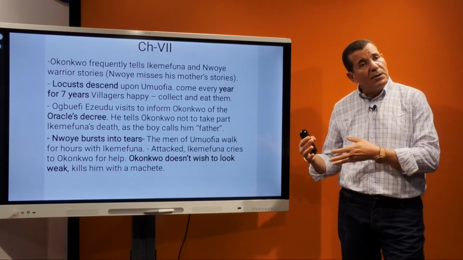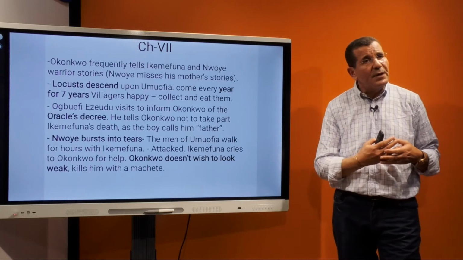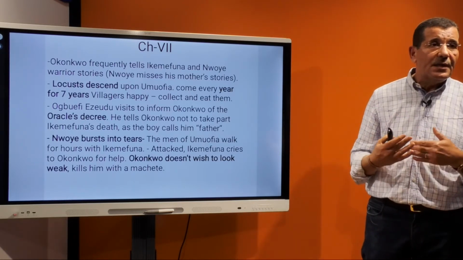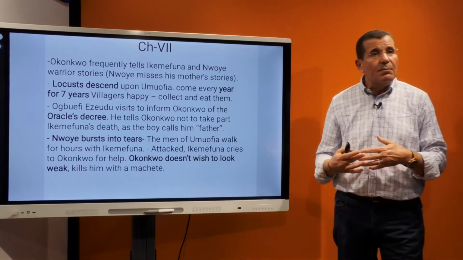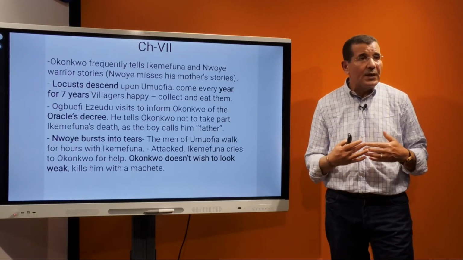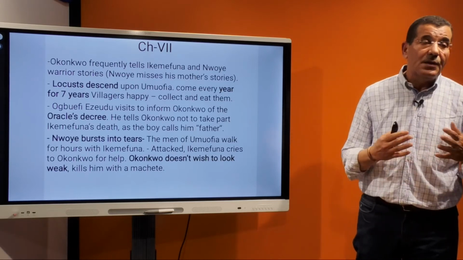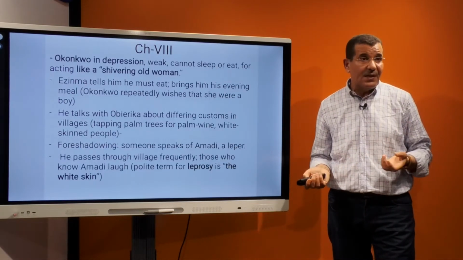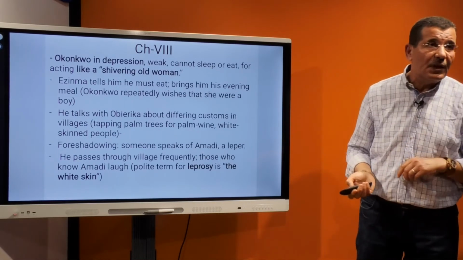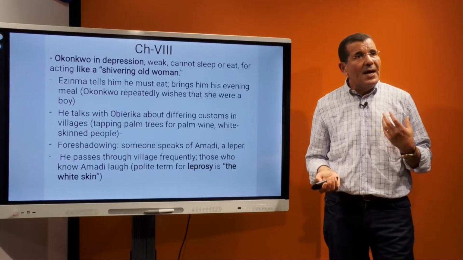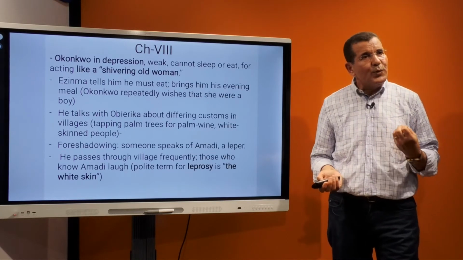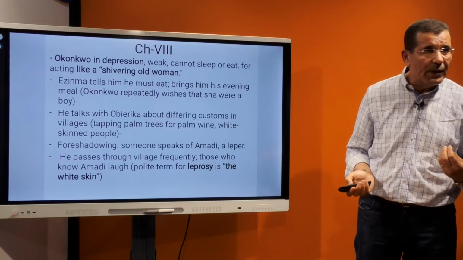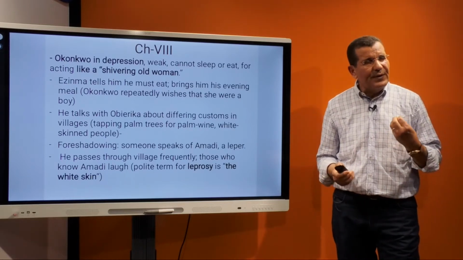and the men of Umuofia walk for hours with Ikemefuna and attack him, and he cries, but Okonkwo doesn't wish to look weak, and he kills him with a machete. So again, another act of violence which is criticized here, killing an innocent boy. And after that, Okonkwo is in depression, and he feels weak and cannot sleep or eat, acting like a shivering old woman, becoming effeminate.